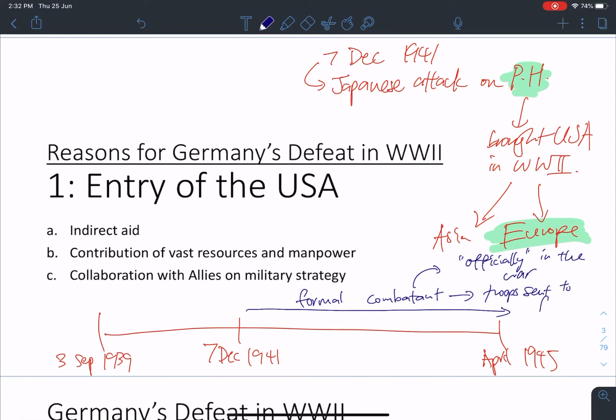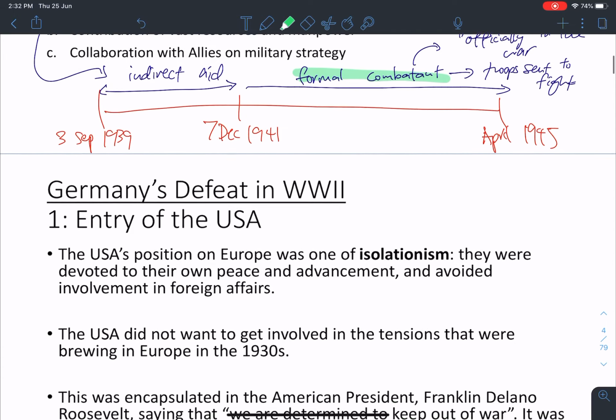But what is happening before this? It is not suddenly like on 7th December, or on 8th December when the USA said, okay, let's jump in, then they just went in without any preparation. No, before this, there was this period of what point one is going to talk about, indirect aid, which is our first point. So I just wanted to set the context that the entry of the USA into World War II, here we are talking about as a formal combatant. So let's have a look at it.